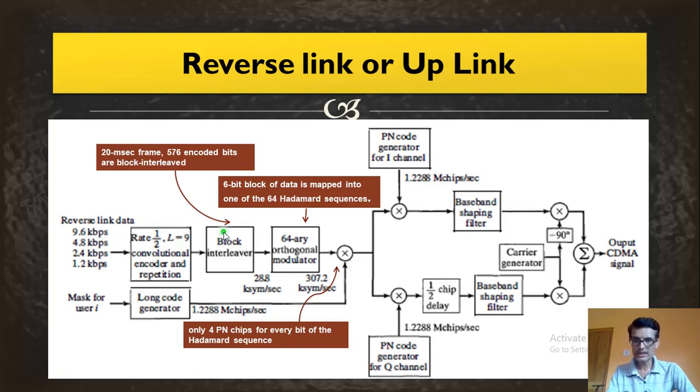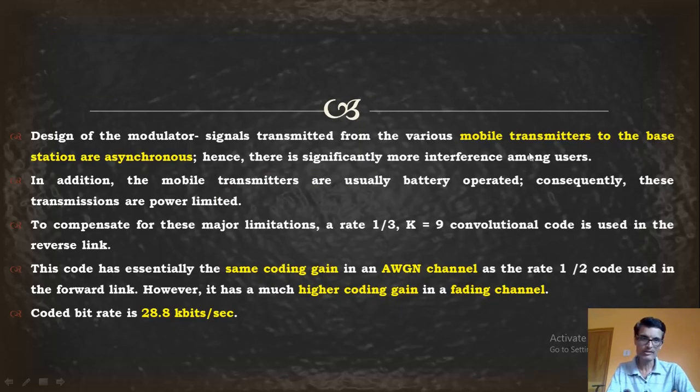Then it is given to the block interleaver, again for protection against different types of impulse noise. In this case, compared to the forward link, for an AWGN type of channel, the coding gain we get because of the convolutional coding technique is actually the same as in the forward link. But it is a much higher coding gain in the fading channel. When the channel is a fading type of channel, the higher coding gain we get by the 1 by 3 coder is actually higher, okay?